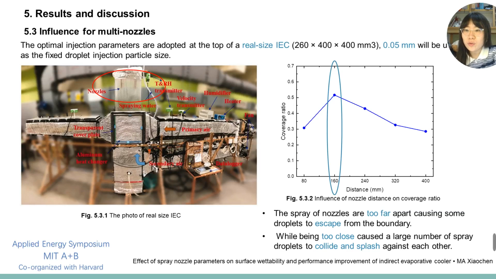What's more, for the influence of multiple nozzles, the optimal injection parameters are adopted at the top of a real-size IEC, and 0.05 millimeters will be used as the fixed droplet injection particle size. And from the figures showing the influence of nozzle distance on coverage ratio, we can see a distance of 160 millimeters can achieve the best value. When the spray nozzles are too far apart, some droplets escape from the boundary, while being too close causes a large number of spray droplets to collide and splash against each other.